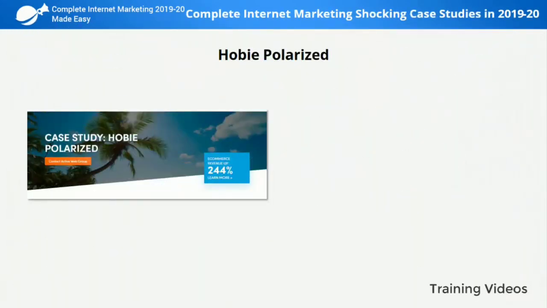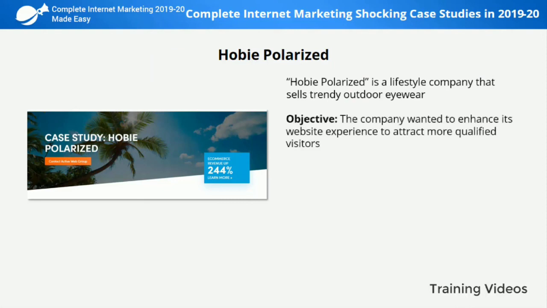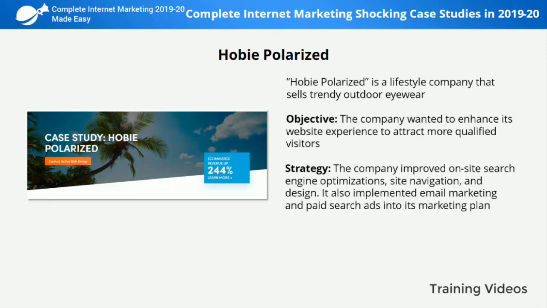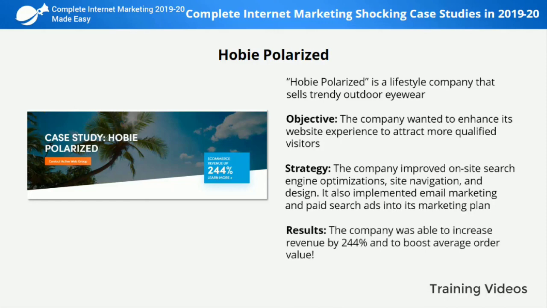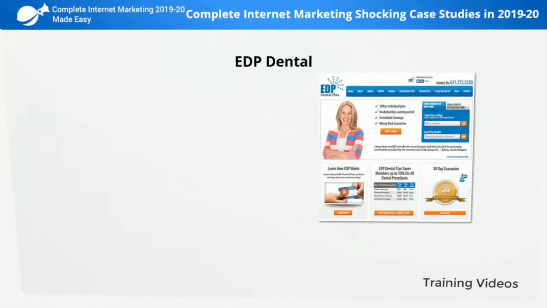Hobie Polarized. Hobie Polarized is a lifestyle company that sells trendy outdoor eyewear. Objective. The company wanted to enhance its website experience to attract more qualified visitors. Strategy. The company improved on-site search engine optimizations, site navigation, and design. It also implemented email marketing and paid search ads into its marketing plan. Results? The company was able to increase revenue by 244% and to boost average order value.